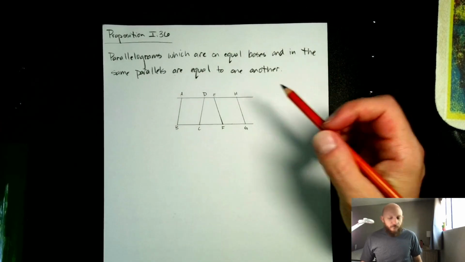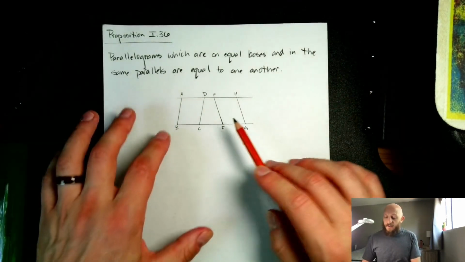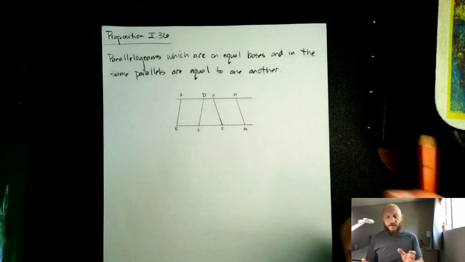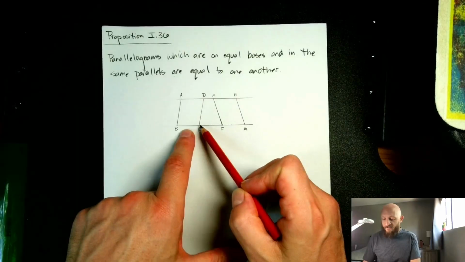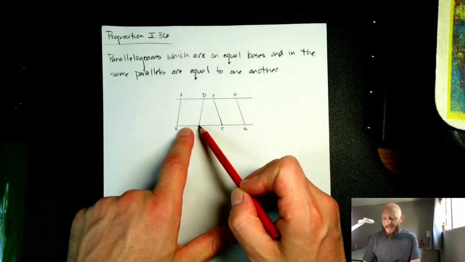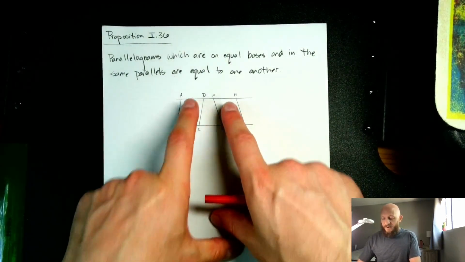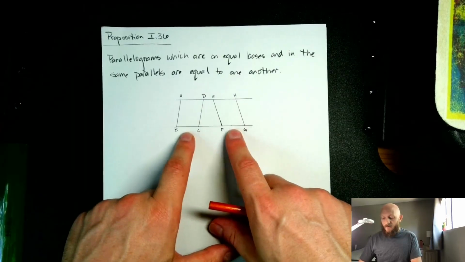And Prop 35 was really similar to this, but this generalizes to any two parallelograms with equal bases, whereas Prop 35 was talking about two parallelograms that have the exact same base. So here they don't have the same bases at all, but we are saying that the bases are equal.